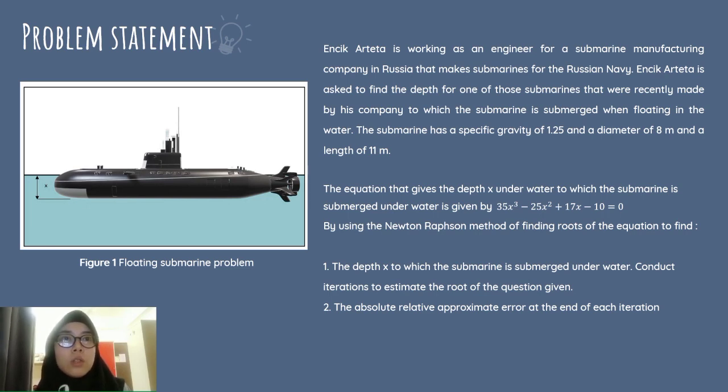By using the Newton-Raphson method of finding roots of the equation, find, first, the depth x to which the submarine is submerged underwater. Conduct iterations to estimate the root of the equation given. Second, find the absolute relative approximate error at the end of each iteration.